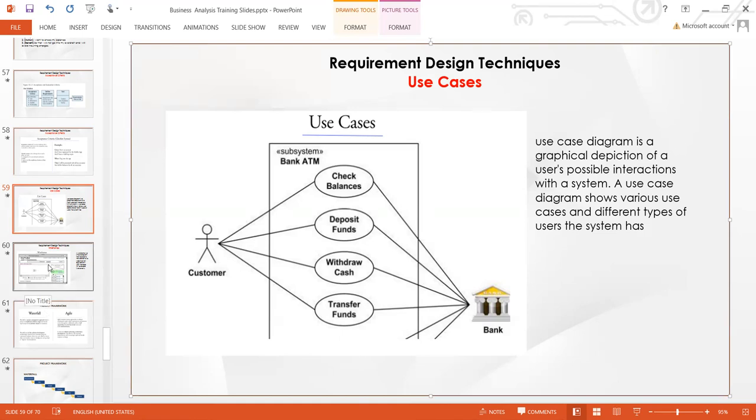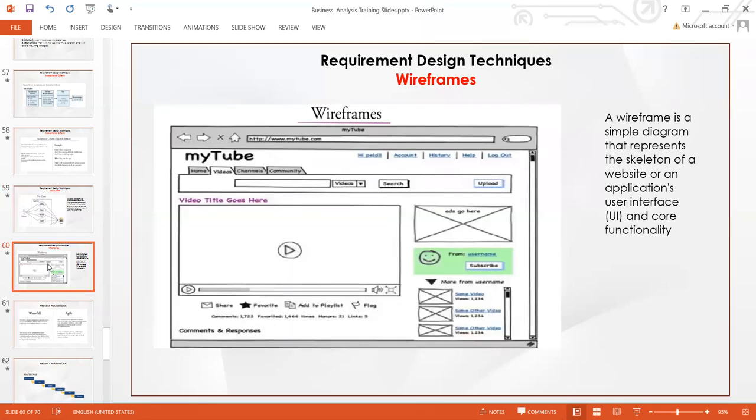The next thing we are going to look into is a wireframe. A wireframe is a simple diagram that represents the skeleton of a website or an application user interface and core functionalities.